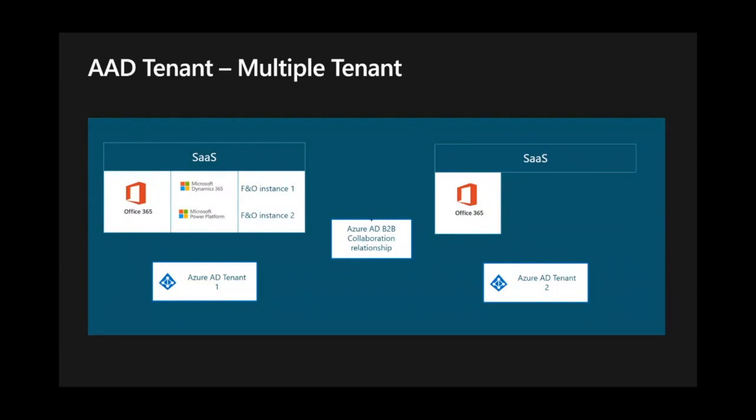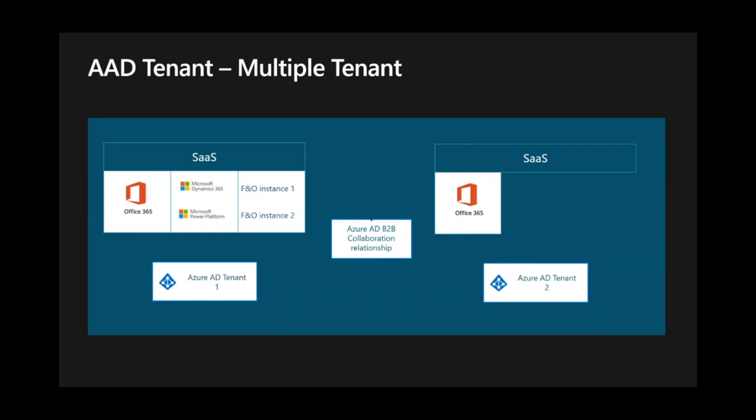One example here, let's say the customer has multiple AAD tenants. Here what you see is AAD tenant 1 on the left, where you have Office 365, you have Dynamics 365 applications, and you may have multiple instances as well of Dynamics 365 apps, such as finance and supply chain instances, and it's all on the same tenant 1.